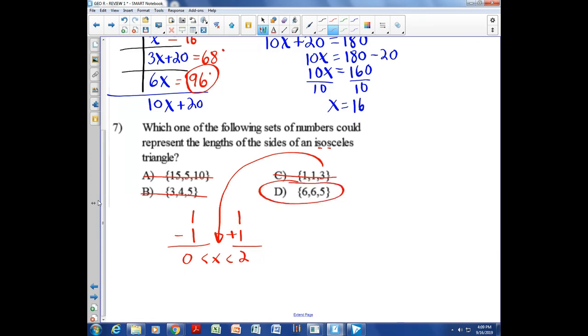Now, just to double check that D is a good working triangle, we could do the third side rule for that as well. I'll put 6 over 6. I'll just pick the first 2. 6 minus 6 is 0. 6 plus 6 is 12. That third side needs to be between 0 and 12, and 5 certainly is between the 2. So yes, that double checks as a triangle and an isosceles triangle.